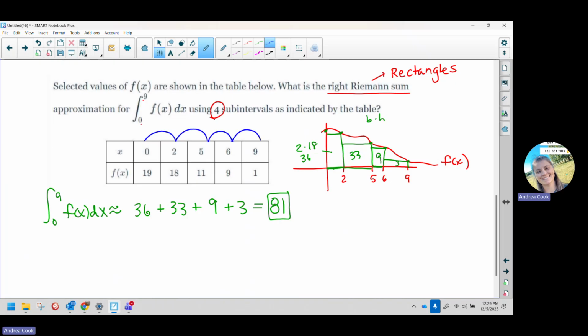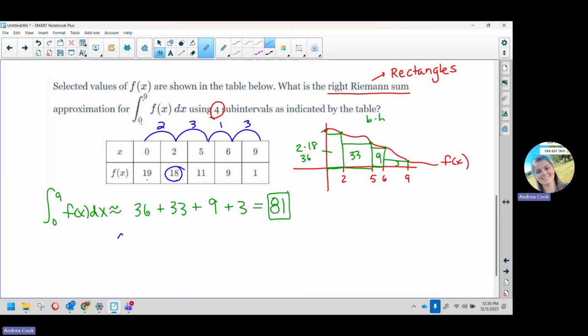how many rectangles is that? 4. If I find the difference in my x's, 2, 3, 1, 3, what are those values giving me? The base of the rectangle. Now, these two are the sides of the rectangle, but which one is touching? The right one.